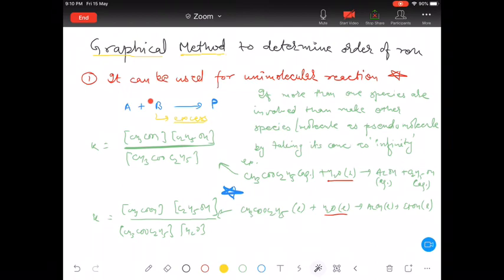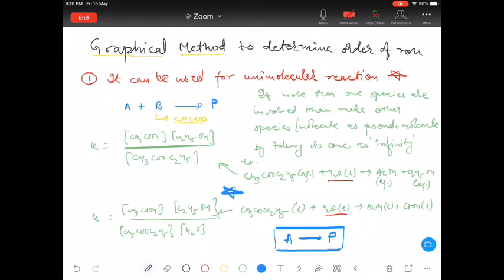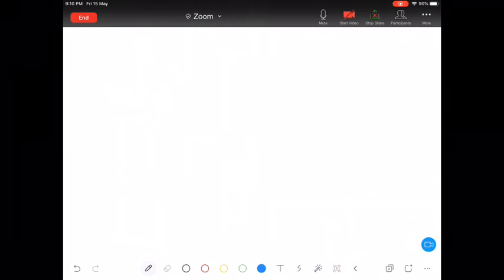So here I'll start with a unimolecular reaction. This reaction I could even write as A giving product, a unimolecular reaction, or for a single species I can say, because right now I don't know whether it is elementary or not. I'm just considering it to be an elementary reaction. So let's take this reaction here.